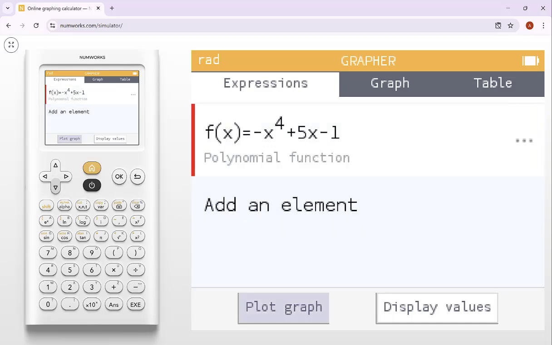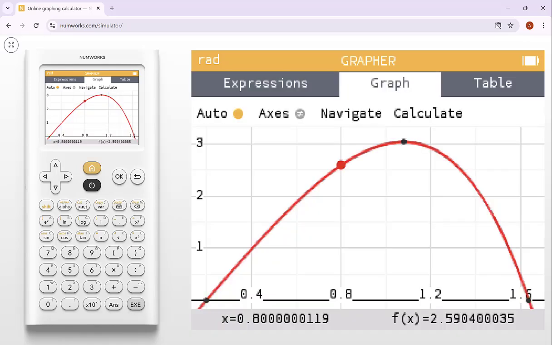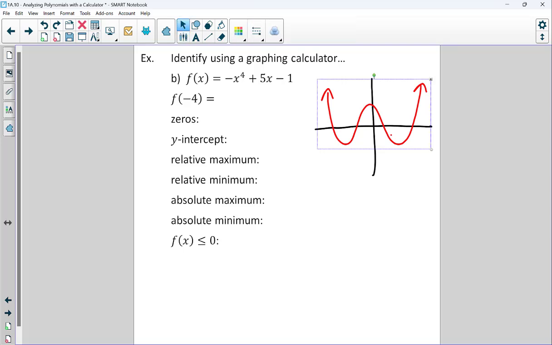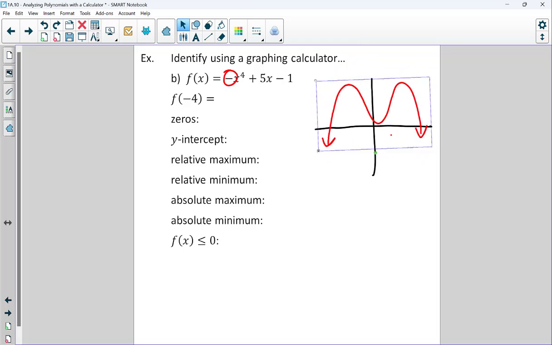I can also just go down here to plot graph. There's my graph. Auto is turned on. Here is the whole graph that I expect to see. Now keep in mind, it's x to the fourth. Just like on the previous problem, we had x to the third. X to the third I expect to look like that, and that's what I saw. My standard x to the fourth would look something like this, kind of a W graph. It's negative, so it would actually be upside down.